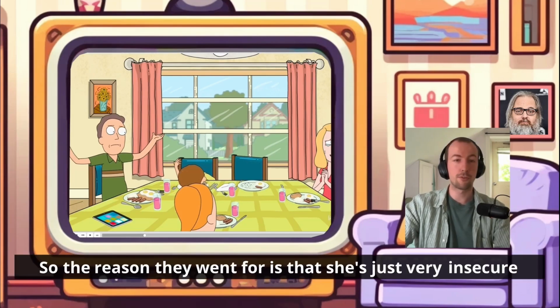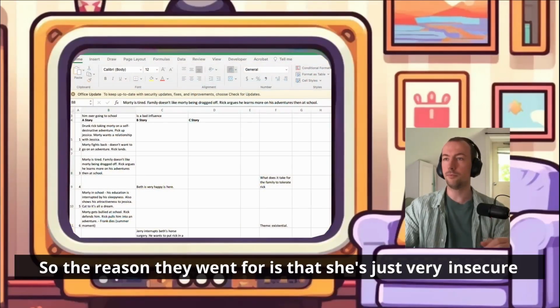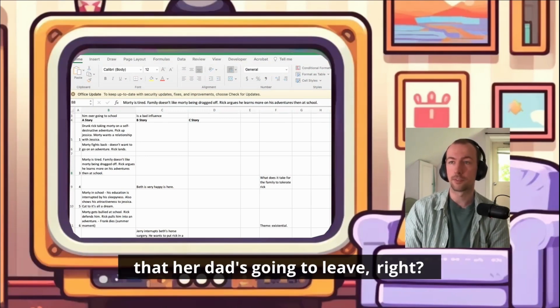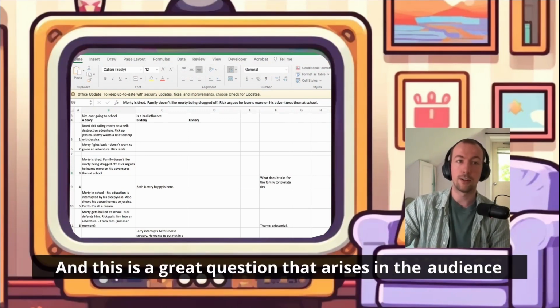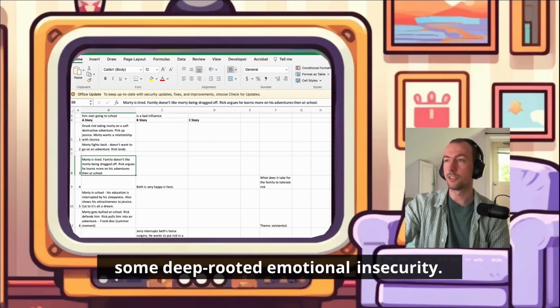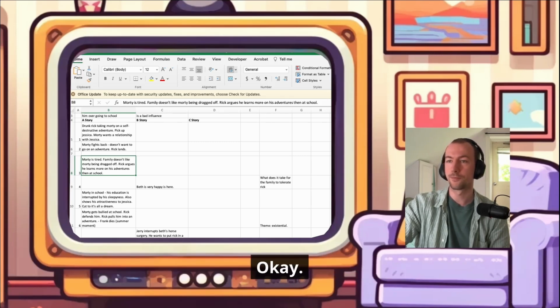So the reason they went for is that she's just very insecure that her dad's going to leave, right? And this is a great question that arises in the audience simultaneously because we don't know why, but there's some deep-rooted emotional insecurity.